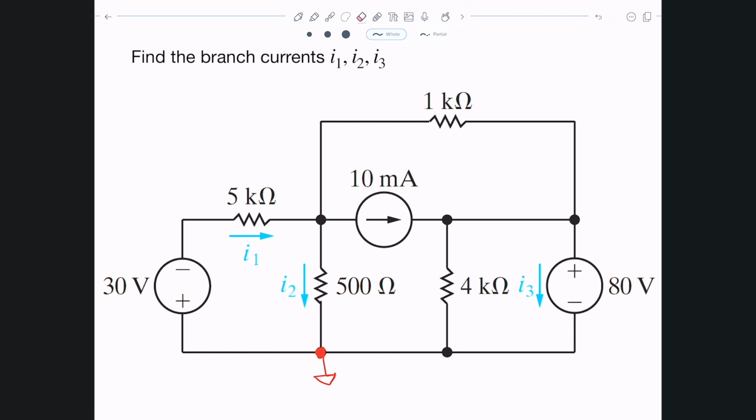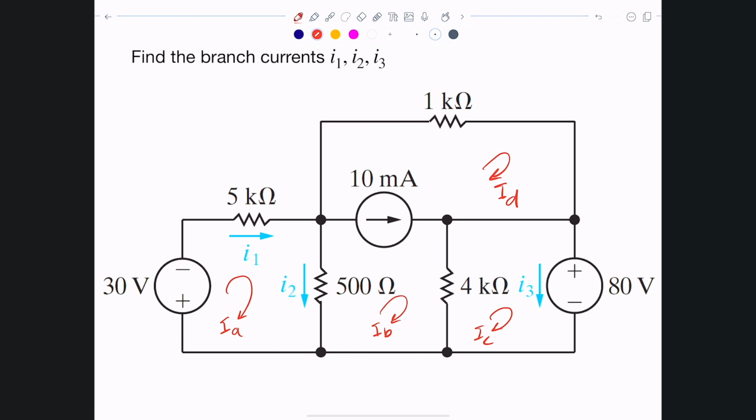I'm going to do the same type of analysis, but now for mesh. Well, it's very obvious that we have all these windows or all these meshes. So I'll have this one here, I'm going to call it, for example, IA, and this one here is IB, and maybe this one here is IC, and this one here is ID. We can write them that way, or maybe I can call them I1, I2, I3. It's up to you what you call them. And you're also free to choose the directions of all these currents. I just assumed them to be this way.